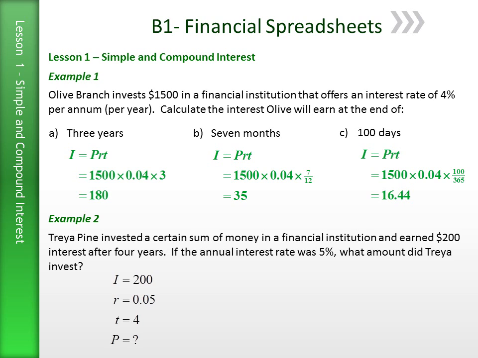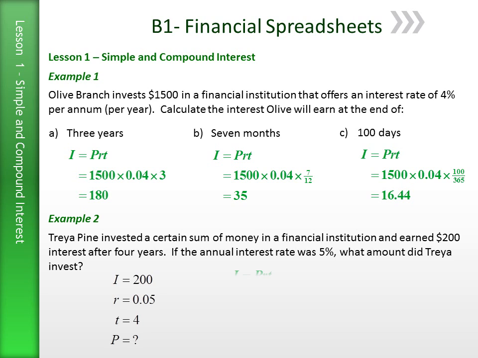Example 2. Treya Pine invested a certain sum of money in a financial institution and earned $200 interest after 4 years. If the annual interest rate was 5%, what amount did Treya invest? Sometimes when we're dealing with these questions, it's nice to just pull out the numbers that we know. So we know the variables in the equation are I, P, R, and T, and we know that I is the amount she earns in interest, so that would be $200. The rate is 5%, or 0.05. The time is 4 years, and we are looking for the principal.